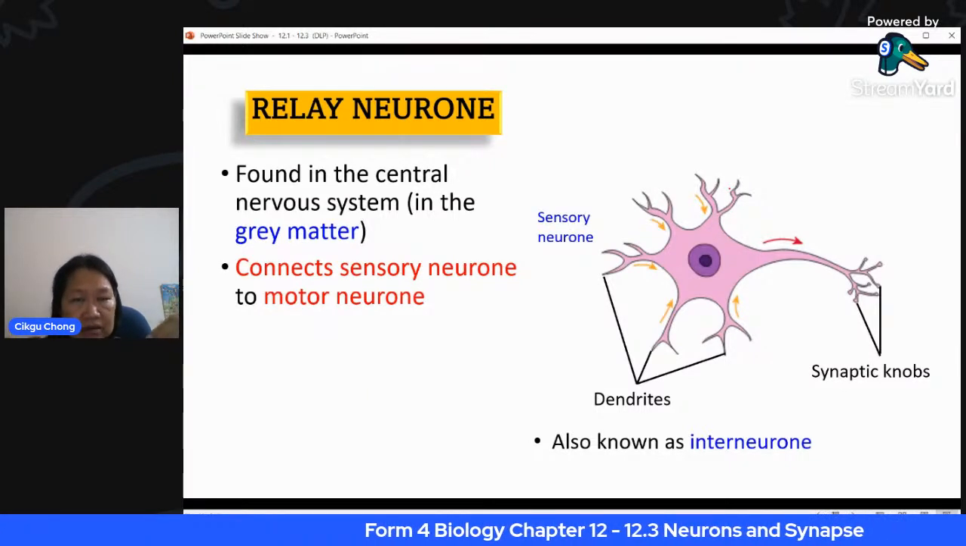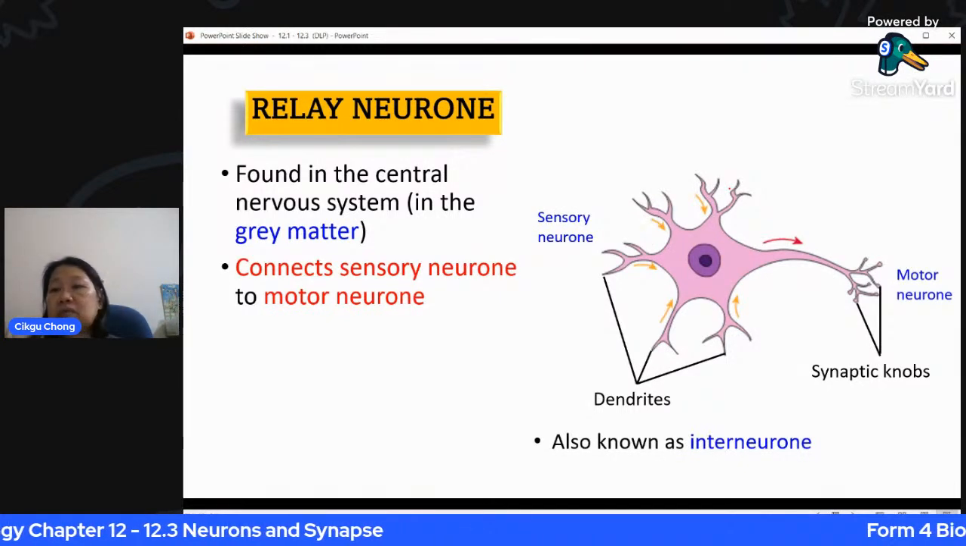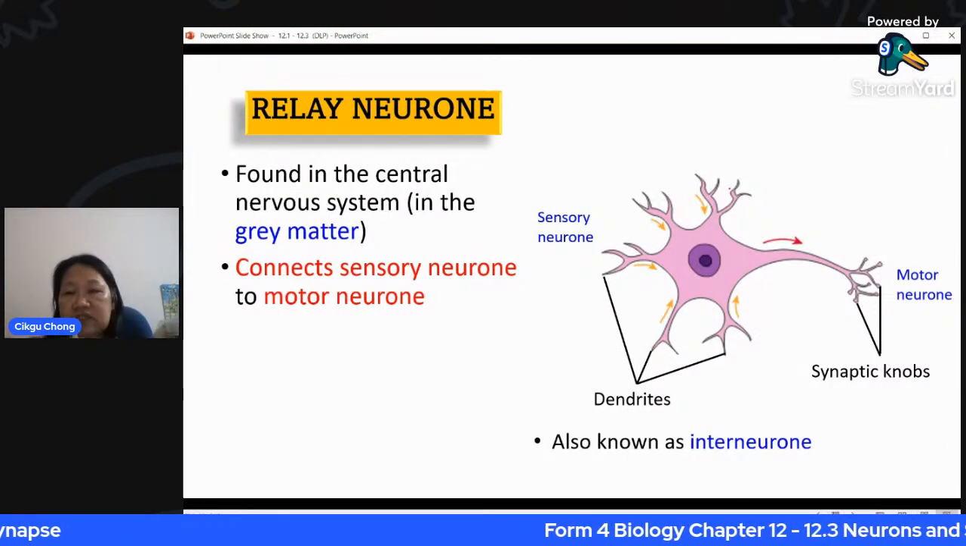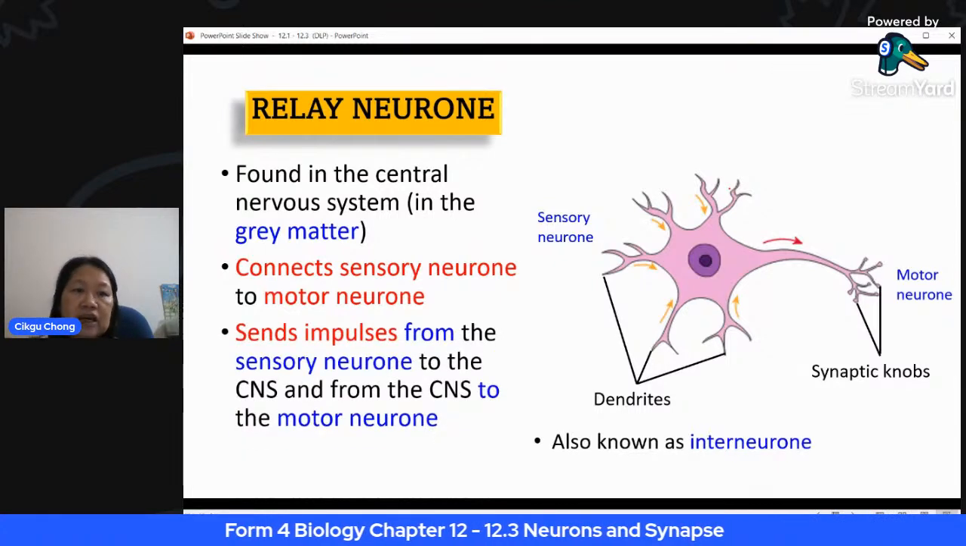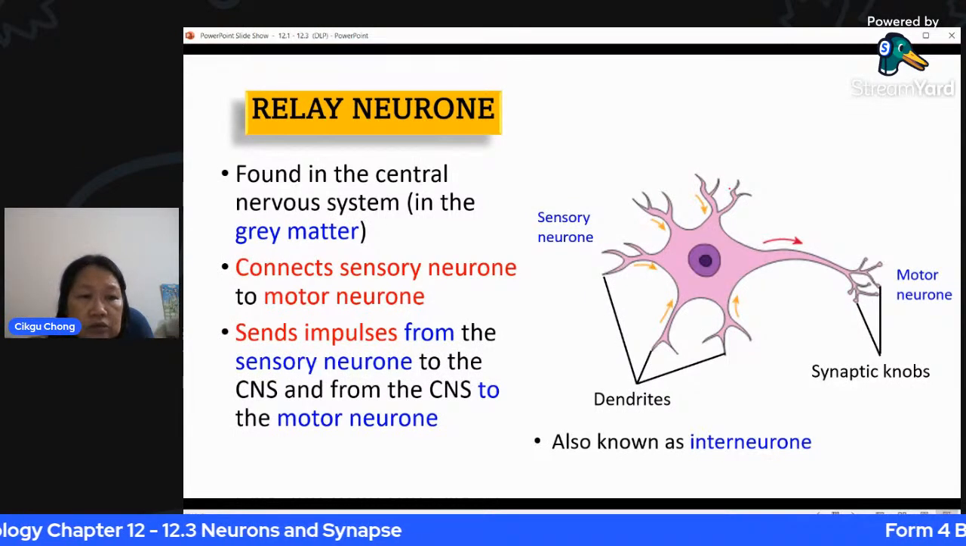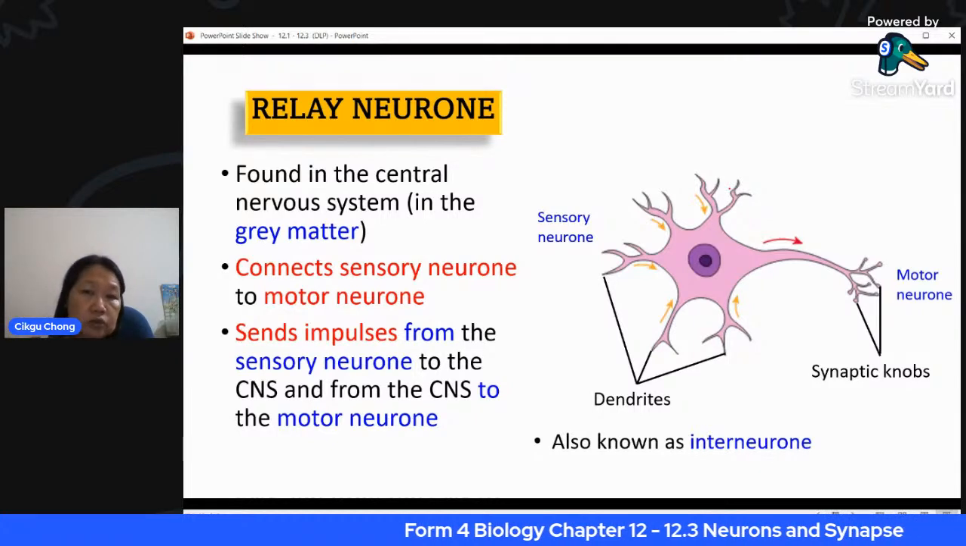Let's say the impulse is coming in, and then in the middle here you have the relay neuron, and on the other side you will have the motor neuron. So it makes the connection between these two. It transfers impulses from the sensory neuron to the central nervous system, and from the nervous system to the motor neuron. So it connects the two.